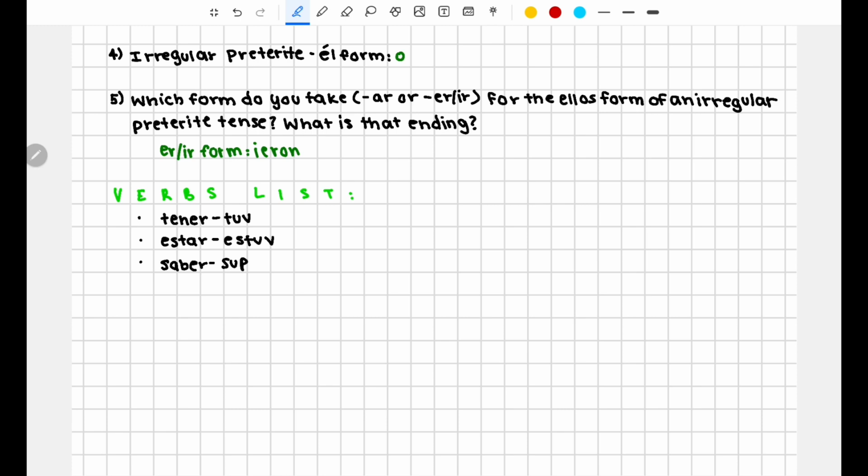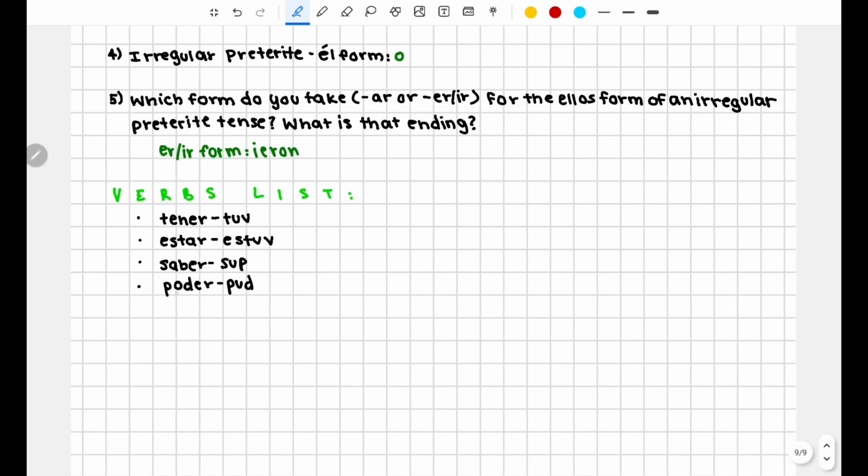Saber means to know and its stem is sup. Poder means to be able to, and its stem is pud. So this one is maybe one of the easier ones, where it's a little bit easy to remember. It only really changes the O, it becomes a U, so pod becomes pud. And you should keep that in mind when we talk about the next verb, since it also starts with a P and you don't want to get confused. So remember poder with pud, the D and the D.